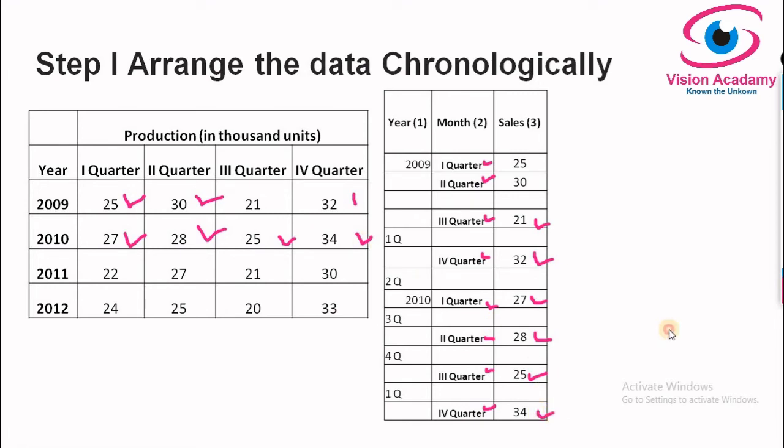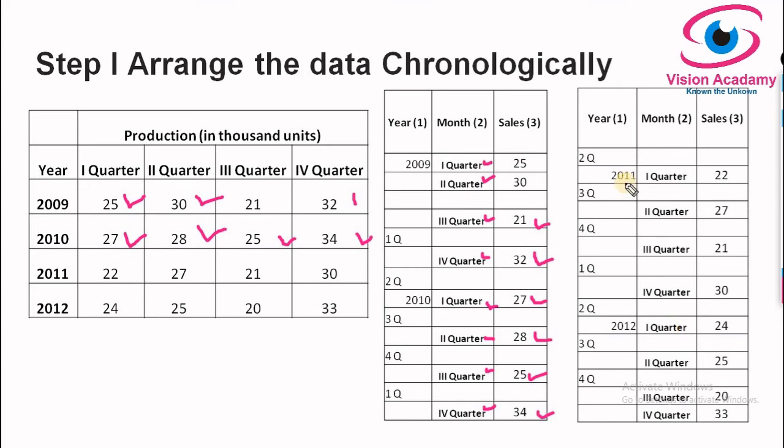So let us arrange another 2 years also. Here I have taken 2011. In 2011, first quarter 22,000, second quarter 27,000, third quarter 21,000, fourth quarter 30,000. For 2012 we also have 4 quarters: first quarter 24,000, second quarter 25,000, third quarter 20,000, fourth quarter 33,000. So very simple, we need to arrange the given data in chronological order like this. Then we can move further to the calculation.